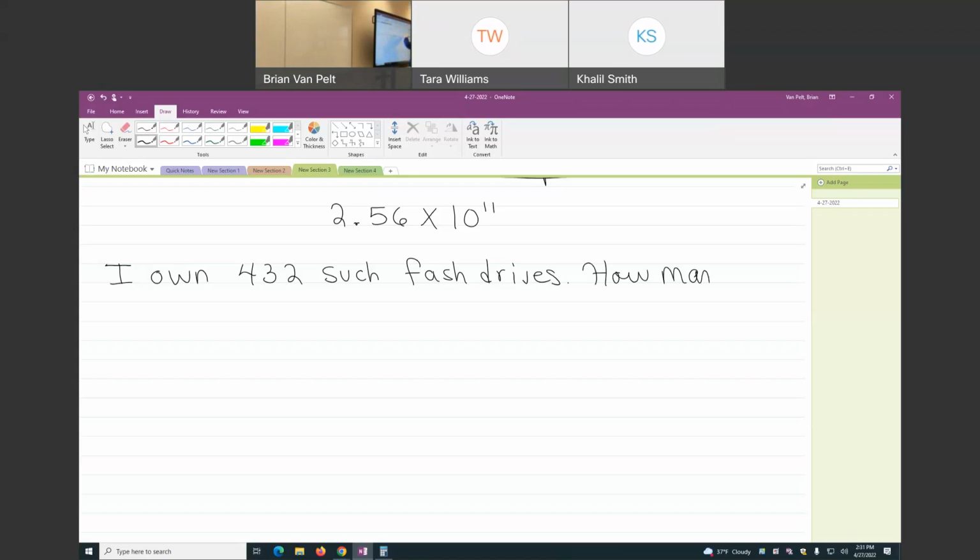How many bytes do I have available to me? It's too large.